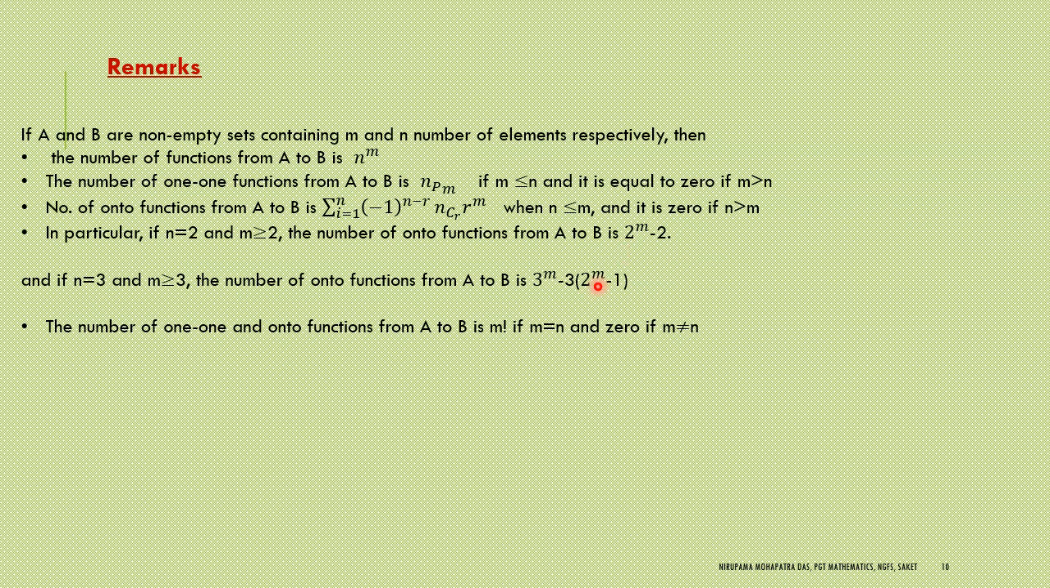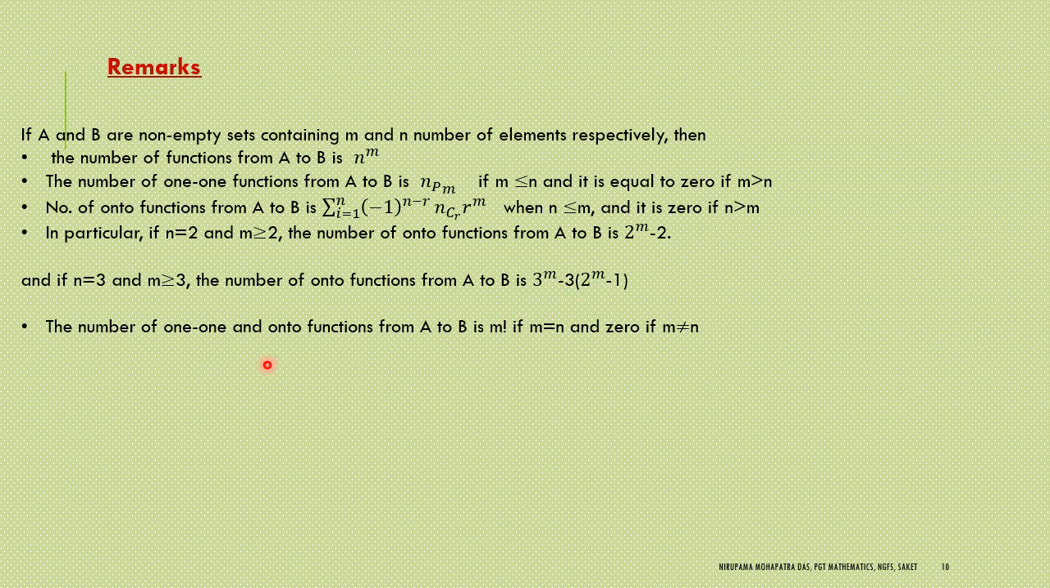Okay, so in fact, only in two cases, I mean, here basically whenever you have n equal to 2, m greater than equal to 2, number of onto functions will be 2 to the power m minus 2. And in case you have n equal to 3, m greater than equal to 3, in that case number of onto functions is given by this.